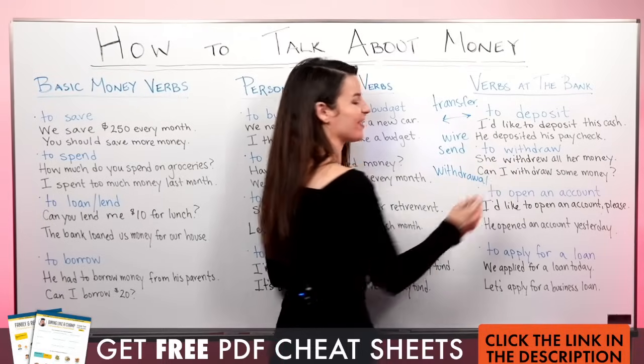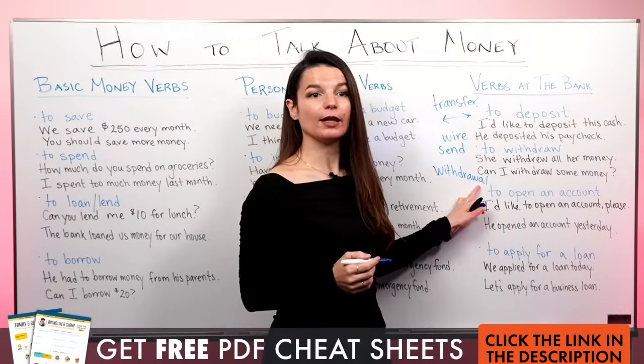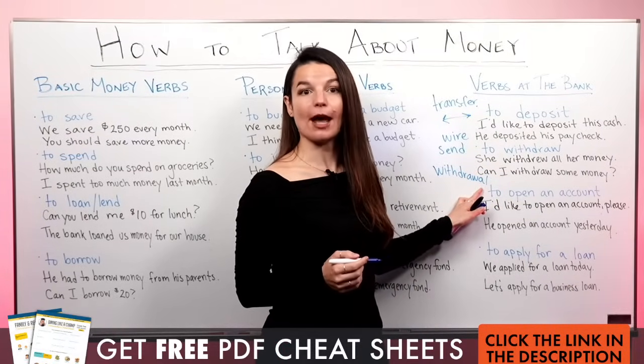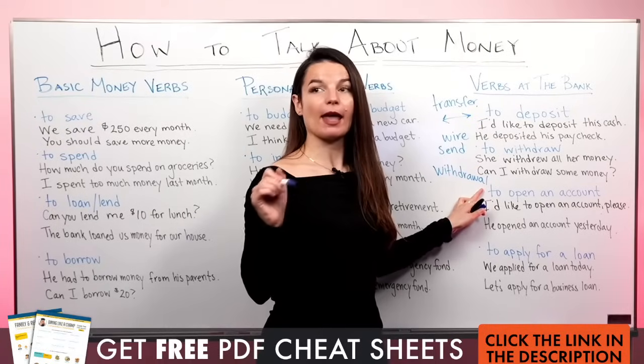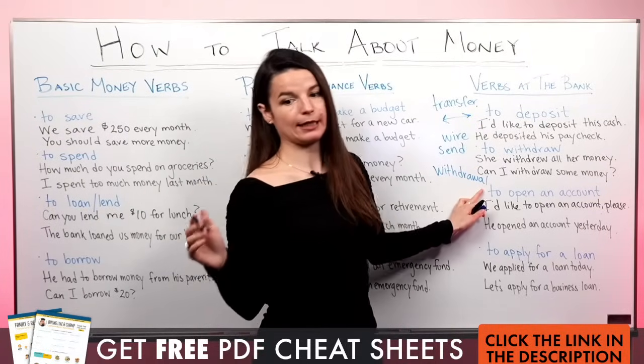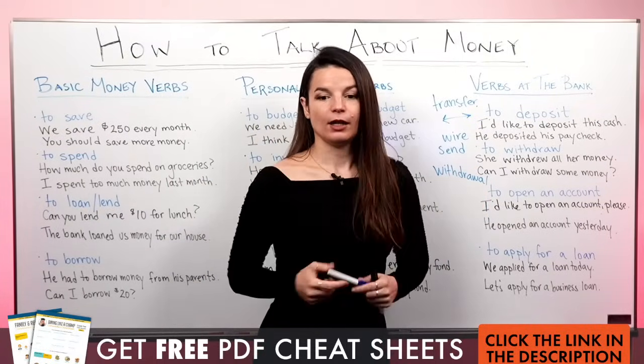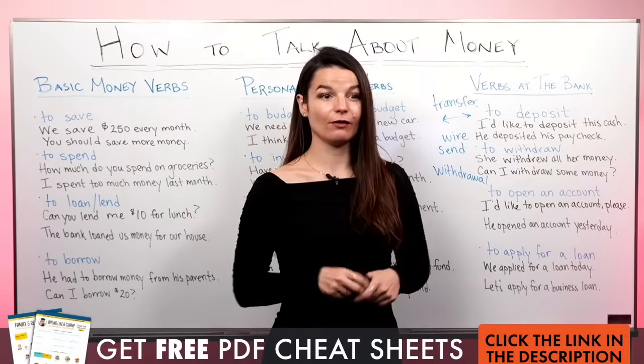Withdrawal. There's not enough space here. So put al at the end. This is the noun form. I'd like to make a withdrawal, please. Okay? Good. Phew, I'm out of time, very out of time.